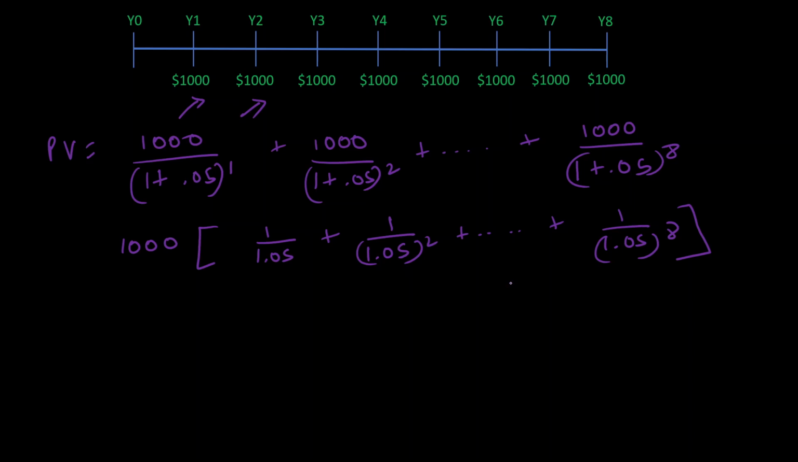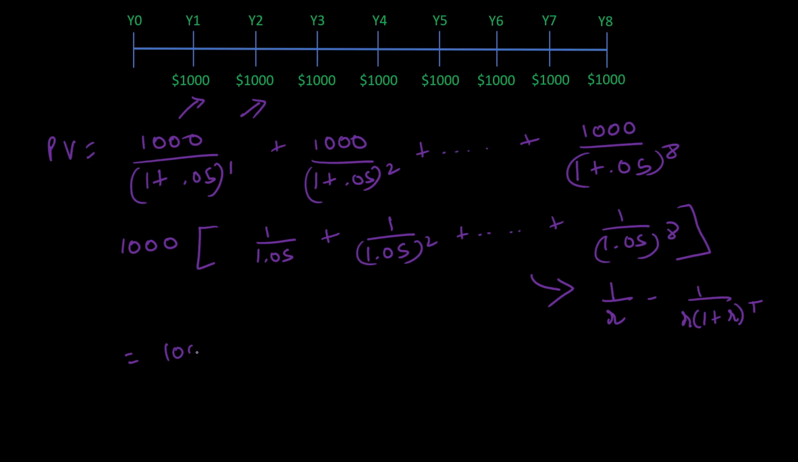Now all we need to do is figure out the value of this tedious expression within brackets, but do not worry, there's actually a formula for that which will simplify the process. This term in brackets is actually equal to 1 by r minus 1 by r into 1 plus r raised to the power t, and this comes from the present value formula of an annuity, and we'll take a closer look at that separately in a minute. For now we can just substitute all of these values and get our desired answer.